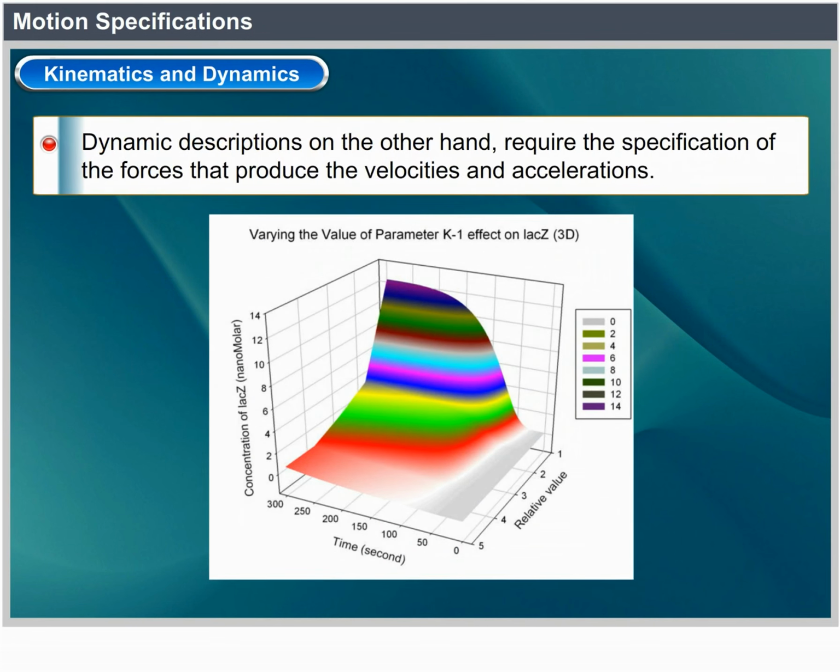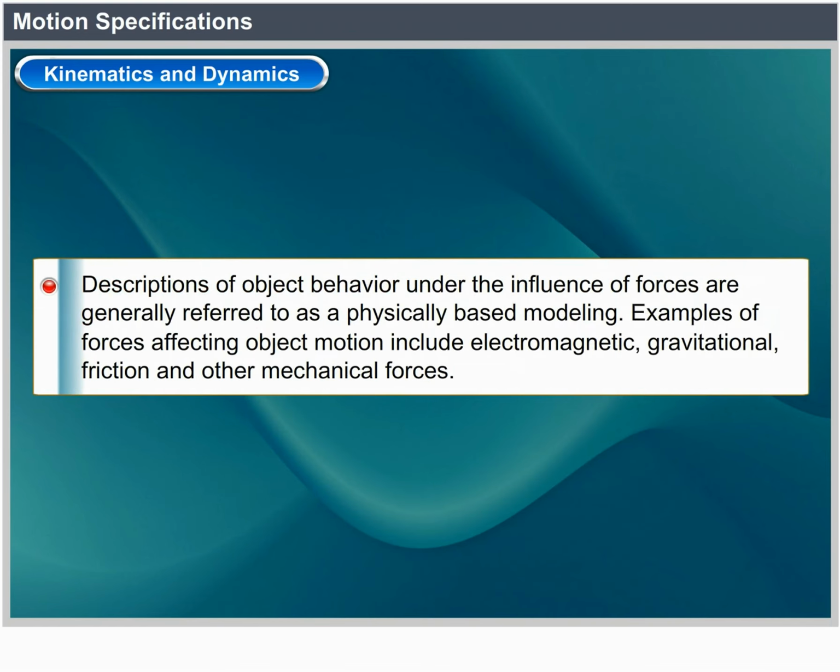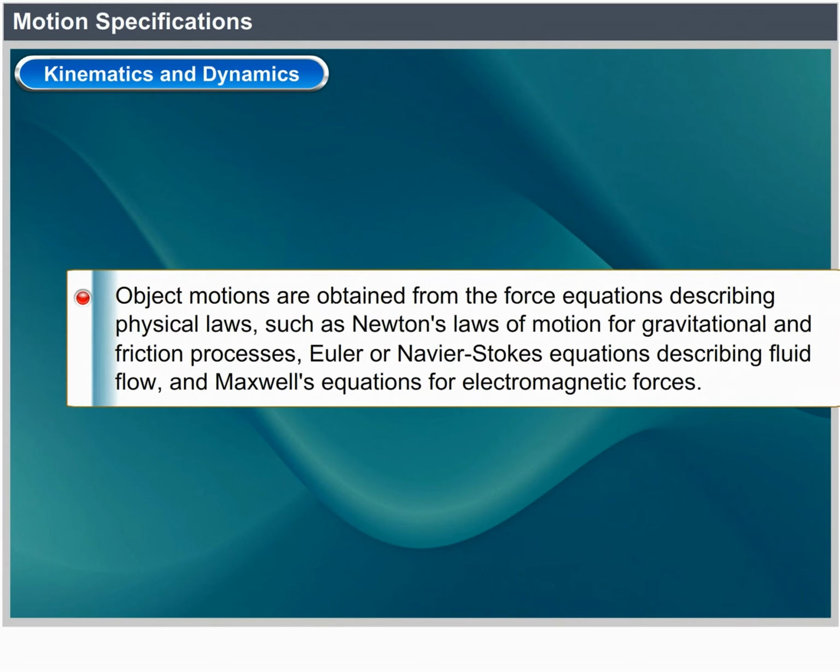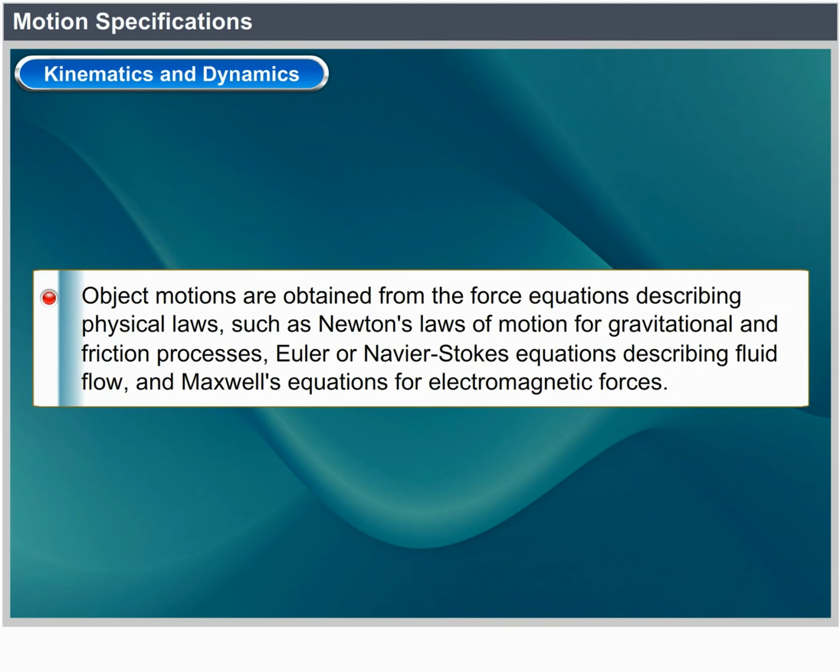Dynamic descriptions, on the other hand, require the specification of the forces that produce the velocities and accelerations. Descriptions of object behavior under the influence of forces are generally referred to as physically based modeling. Examples of forces affecting object motion include electromagnetic, gravitational, friction, and other mechanical forces. Object motions are obtained from the force equations describing physical laws, such as Newton's laws of motion for gravitational and friction processes, Euler or Navier-Stokes equations describing fluid flow, and Maxwell's equations for electromagnetic forces.